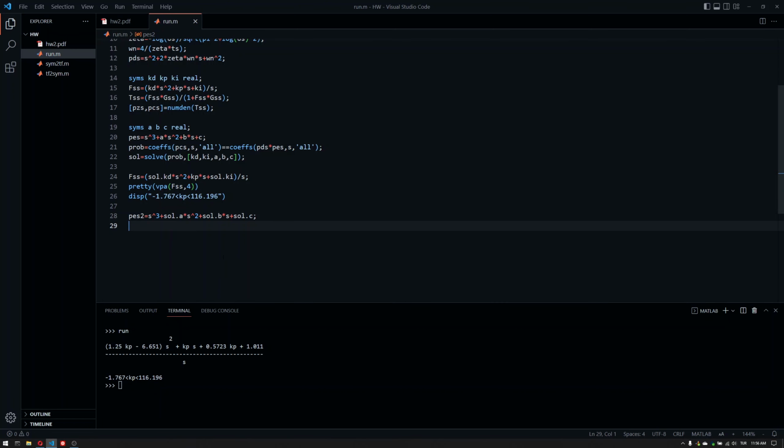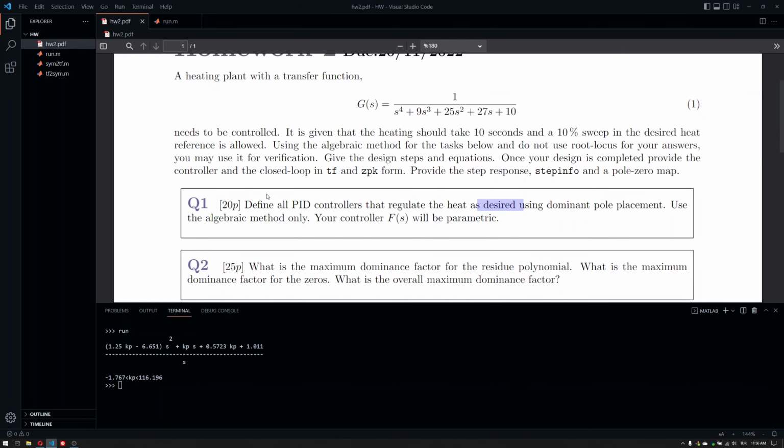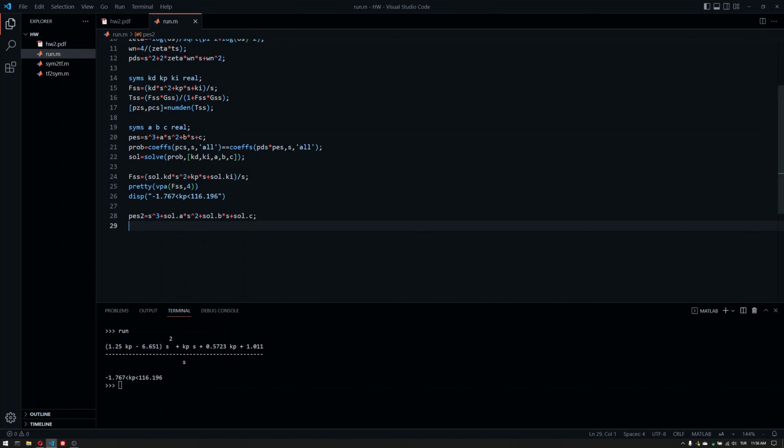So now the next question is about the maximum dominance factor of the residue polynomial, and then we are going to repeat it for the zeros and overall. What this means is the following. We know already parametrically what KD, KP, and KI look like, depending on KP. Maybe you have chosen something else, but it's basically the same story. Now, if they depend on this KP parameter, I can examine all the possible sets of roots of the residue polynomial, which looks basically like this.